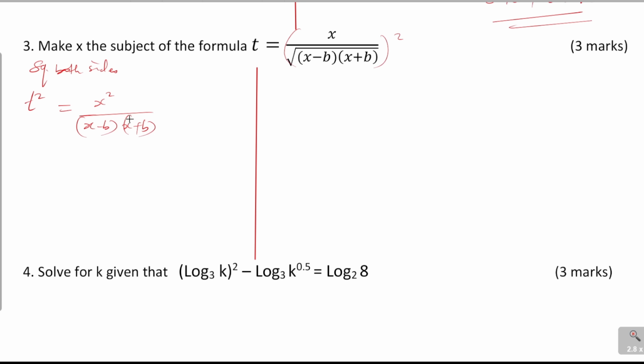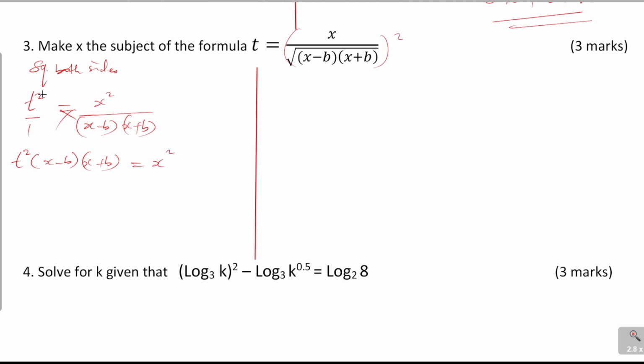Then since you want to make x the subject, you shall eliminate the denominator first to make this work easier, by cross multiplying. If I put this over 1 and then cross multiply, I will have t squared multiplied by x minus b, x plus b is equal to x squared.